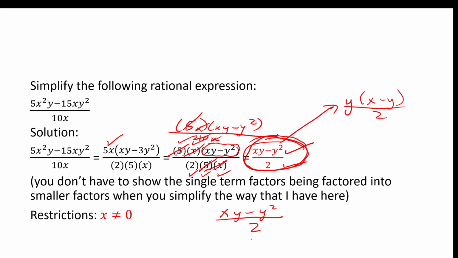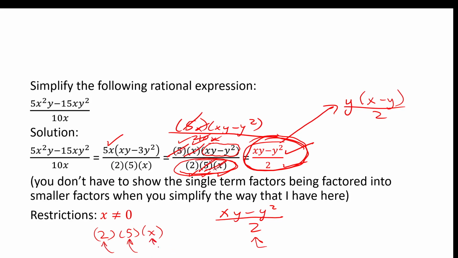It's tempting to say there will be no restrictions because there are no variables in the denominator. There's no value of the variable that could make 2 equal 0. It's not quite that easy though, because you have to look back at any factor of the denominator that was ever there. So if you look back at this denominator, even though I've crossed out these factors, at one point we had 2 times 5 times x in the denominator. There's certainly no value of x that would make 2 equal 0, and there's certainly no value of x that would make 5 equal 0.